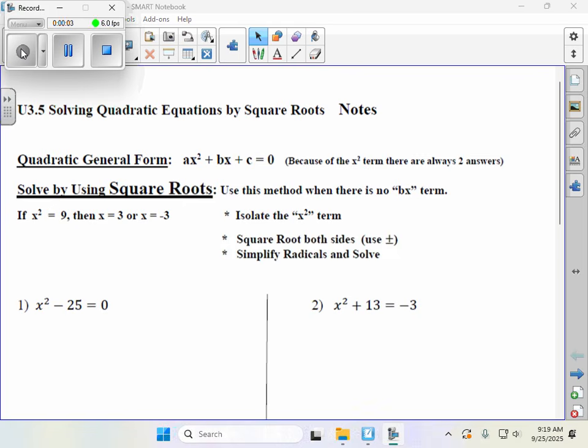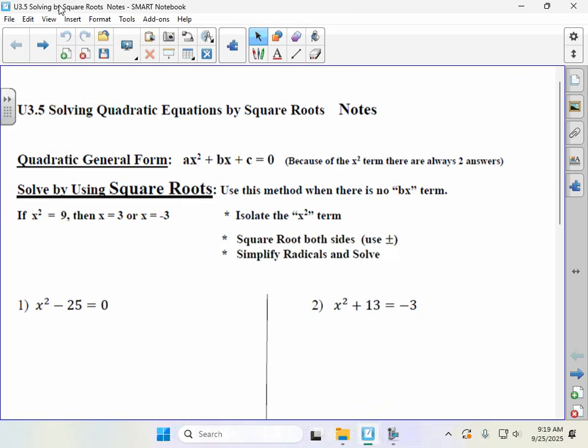All right, Algebra 2, we're going to go ahead and start Unit 3.5. We're going to look at another method of solving quadratic equations, and this is using what are called square roots. So we're using the square root method. The first method was using factoring, and this is the second method, and then there'll be a third method also that we'll get into.